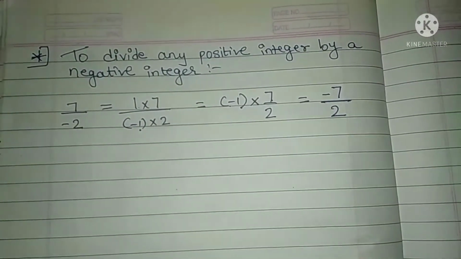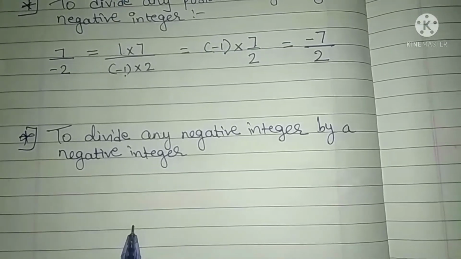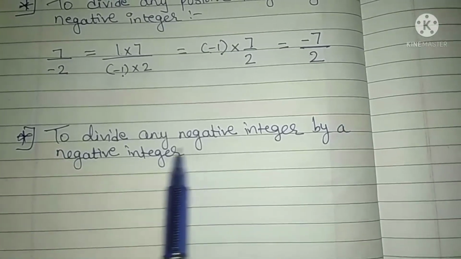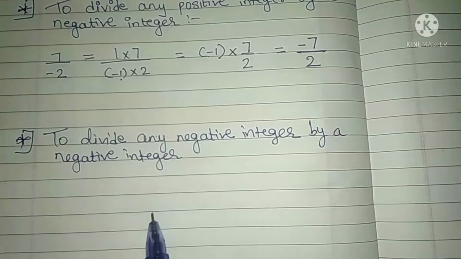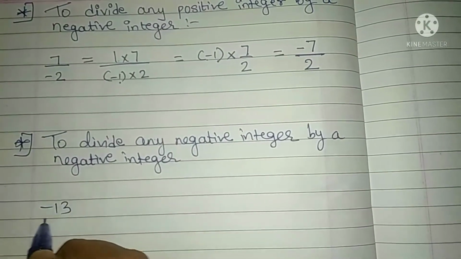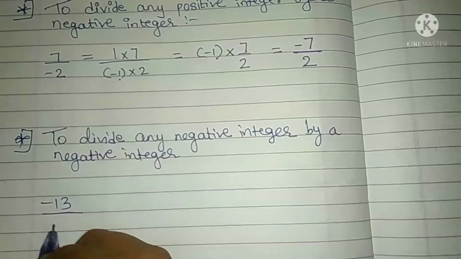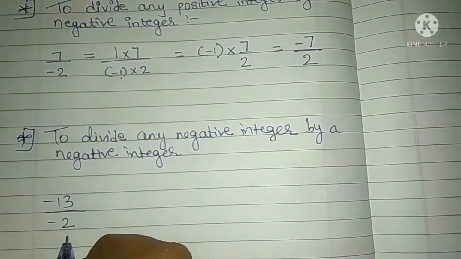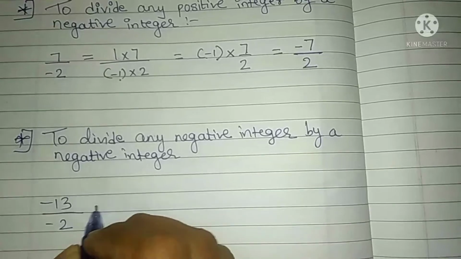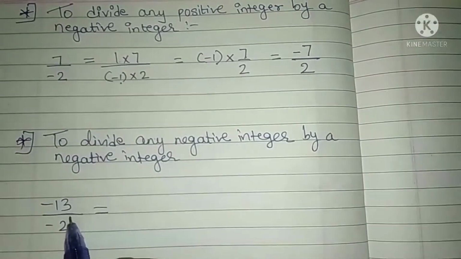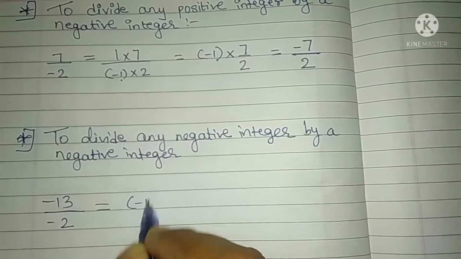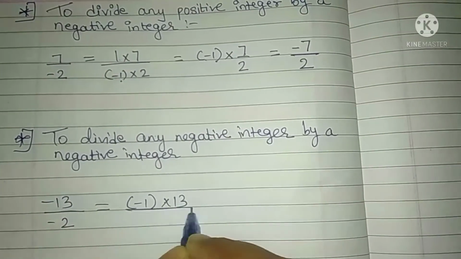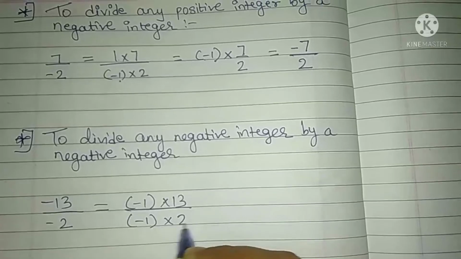Clear students? Next we have to divide a negative integer by a negative integer. Clear? So here we will take the example of minus 13 upon minus 2. Now both the integers are negative. So we have to use the equation, that is minus 13 upon minus 2 is the same as minus 1 multiplied by 13 upon minus 1 multiplied by 2.